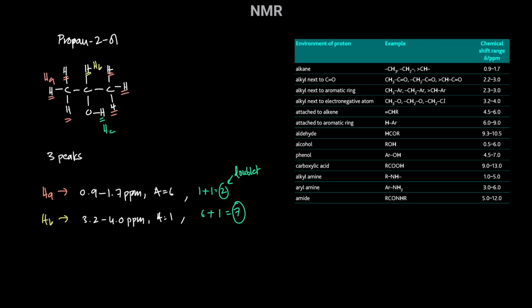Now, as I said, this is called a heptet, but we will just refer to this as a multiplet, okay? Anytime you have a splitting pattern greater than 4, we can simply refer to it as a multiplet. So we will refer to this as a multiplet.